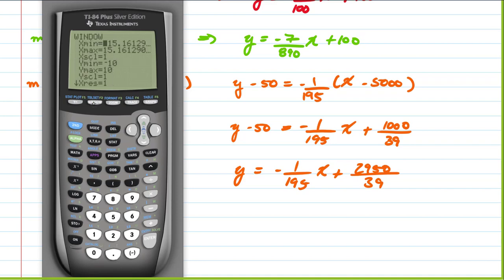So we go to window. We're going to make our x-min negative 1,000 to give myself a little breathing room. I'm going to go out to 19,000 to make sure it fits, and then I'm going to scale in the thousands. I'm going to make my y-min 0. Actually, let's give ourselves a little room here. Let's make our y-min negative 10, let's make our y-max 110, and let's go ahead and scale this thing in tens.